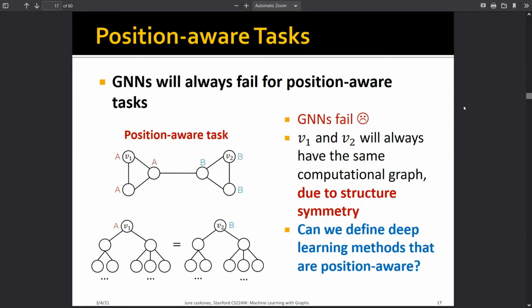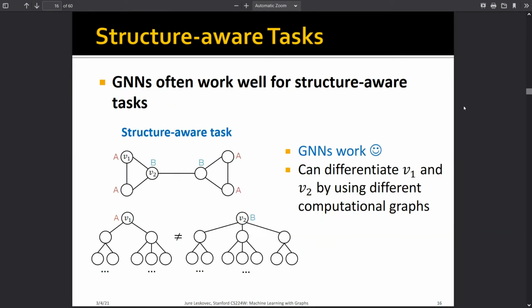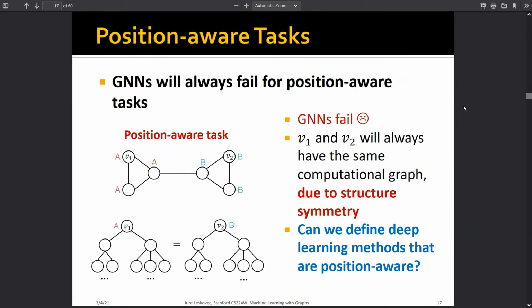And so then he says GNNs do well with structure aware tasks because of this dependence that you have to go through it, but it actually doesn't do very well on position aware because they don't differentiate, right? So then he says that's the next question, and then he goes to the position aware embeddings. Okay, what is the intuition behind why GNNs will fail for position aware?